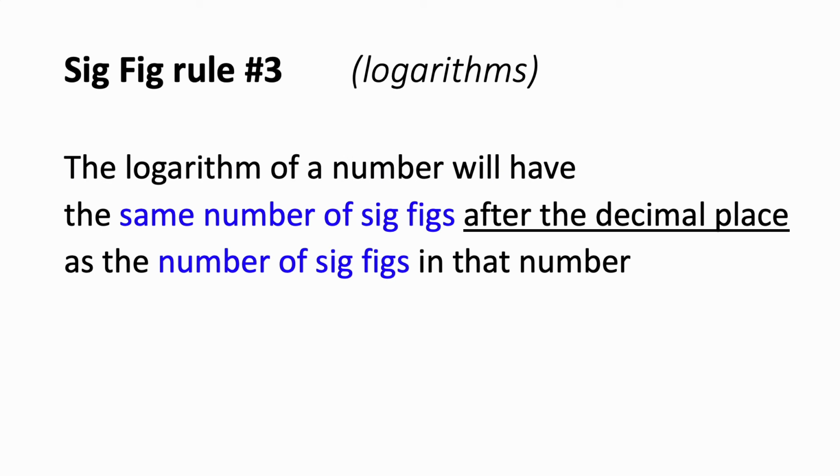So our logarithm sig fig rule is that when you're taking the log of a number, you're going to take the number of sig figs in that number and give the log answer that number of digits after the decimal place. So that might be a little confusing. Let me show you how it works.